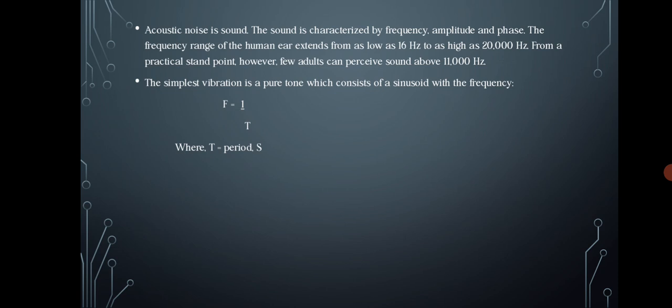Acoustic noise is sound. The sound is characterized by frequency, amplitude and phase. The frequency range of the human ear extends from as low as 16 Hz to as high as 20 kHz. From a practical standpoint, however, few adults can perceive sound above 11 kHz. The simplest vibration is a pure tone, which consists of a sinusoid with the frequency f equal to 1 by T, where T is the period.